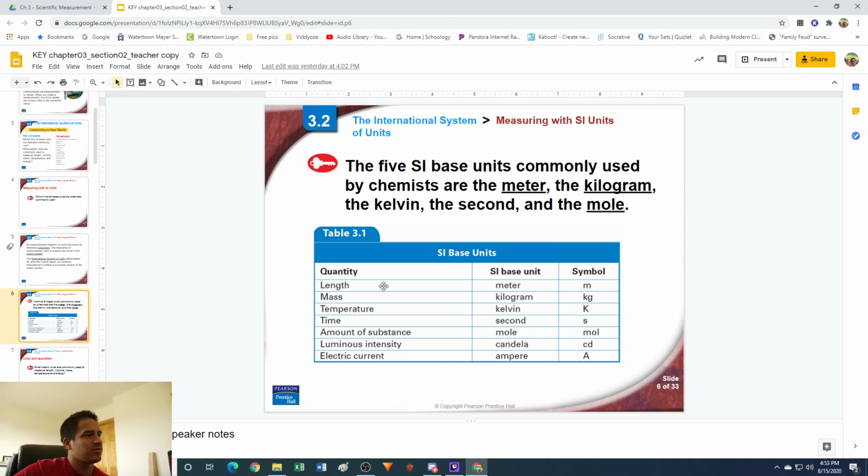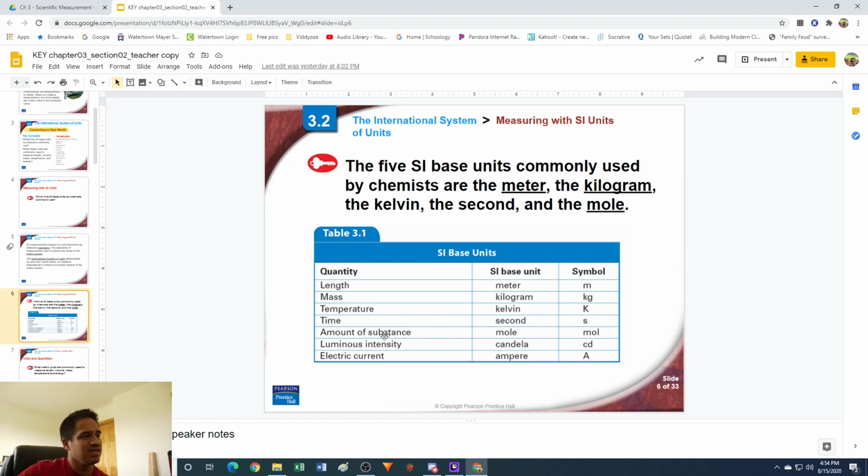Now this table here shows all the different units and their symbols and what they quantify. These are the most common ones. So length you should already be familiar with. Mass is the kilogram. We'll get into that. Temperature is Kelvin. Degrees Celsius is very commonly used in the metric system, but the Kelvin is the SI unit. We don't use Fahrenheit in science.